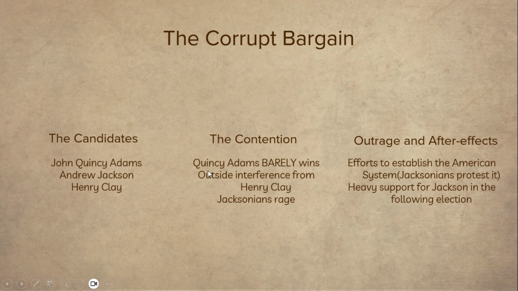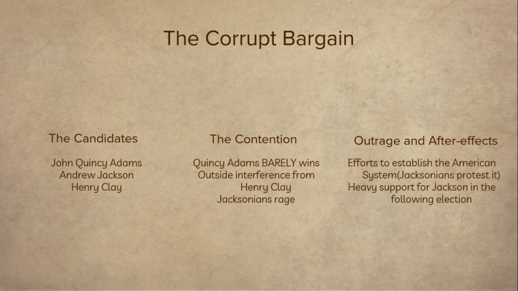So the contention is that John Quincy Adams barely wins out the election, but that was only because Henry Clay dropped out of the election, and he went to the House of Reps, and he was like, "Hey guys, you guys gotta help me out. We gotta get John Quincy Adams in office." And so, bam, Quincy Adams is put into office.